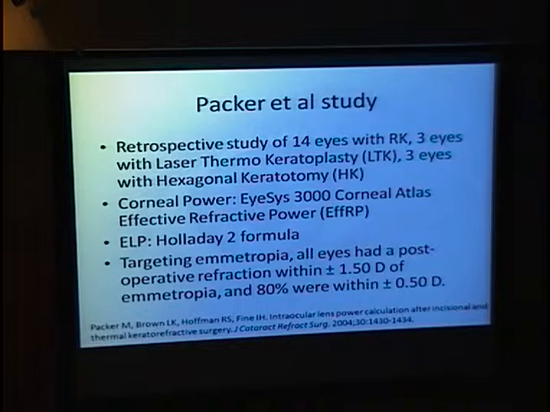To determine the corneal power, they used the ISIS 3000, which takes the corneal power from a 3 millimeter optical zone, and the formula actually counts the central part of the cornea a little stronger than the outer part of the 3 millimeters. And they also used the Holladay 2 formula for the effective lens position. They claimed that targeting emmetropia, all eyes had a post-op refraction within plus or minus one and a half diopters, and 80% were within half a diopter, which was pretty impressive.